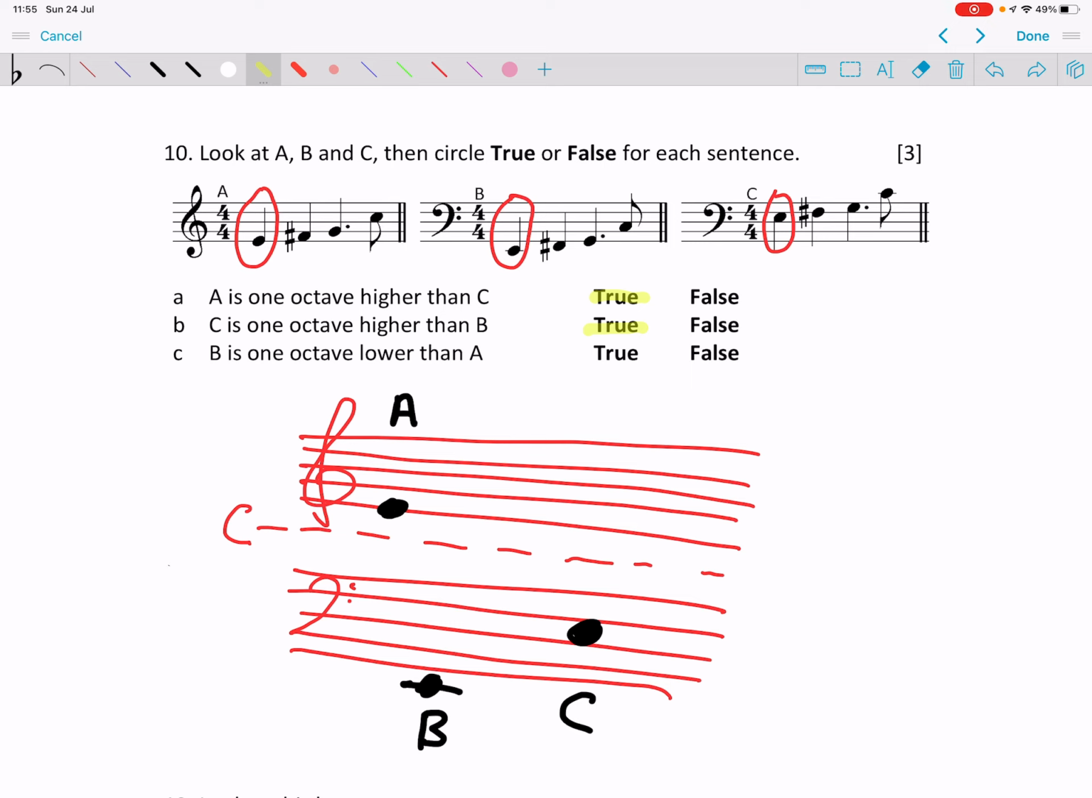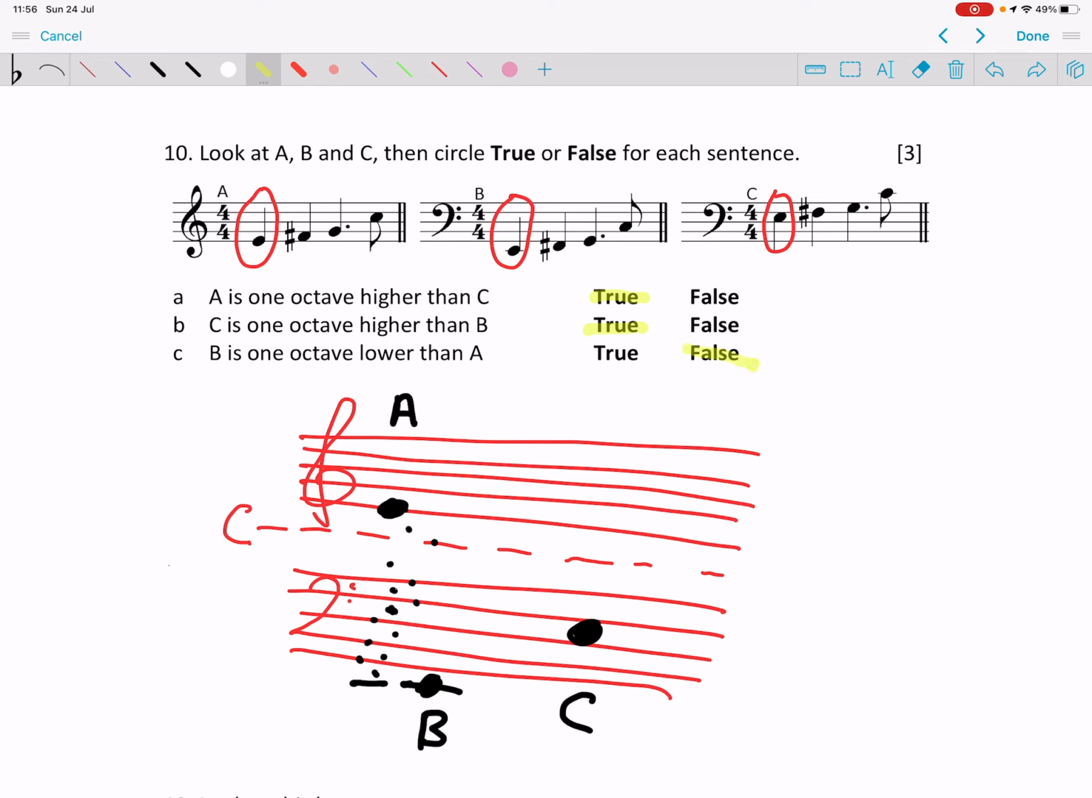Last one. B is 1 octave lower than A. Oh, let's have a look. Now that's a very long way. We already know that from there is an octave and there is an octave, so we can probably guess that it is indeed 2 octaves. We can check if we want. So we've got 1, 2, 3, 4, 5, 6, 7, 8. And then if we're going to do our extra octave, we're going to start here. 1, 2, 3, 4, 5, 6, 7, 8. So yes, that is 2 octaves. So B is 1 octave lower than A is not correct.